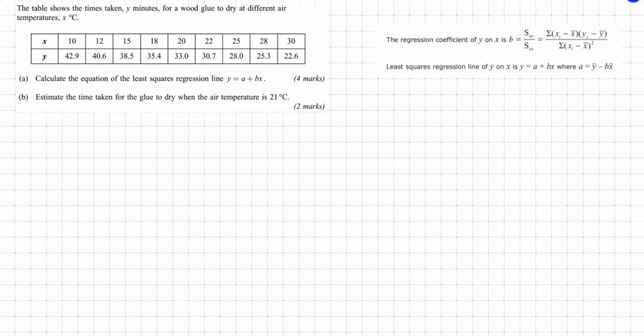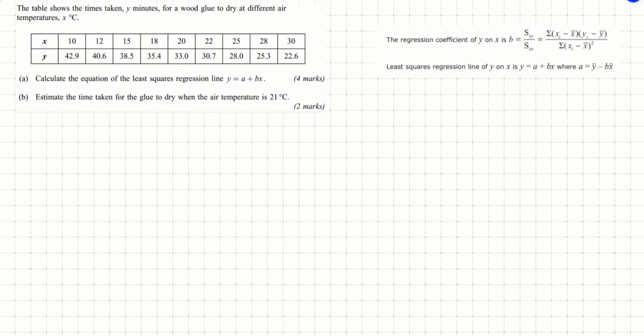In this video, we're going to be looking at a past exam question which involves calculating and using a least squares regression line. The question is on the left-hand side of the page, and the formulas that you will find in your formula booklet in order to calculate the regression line are on the right-hand side.